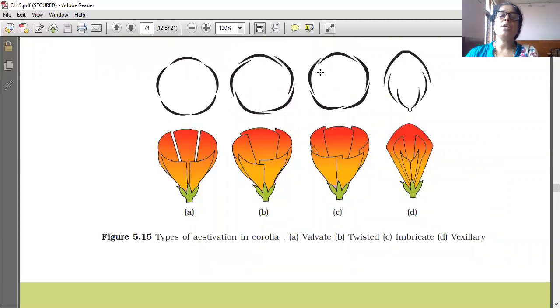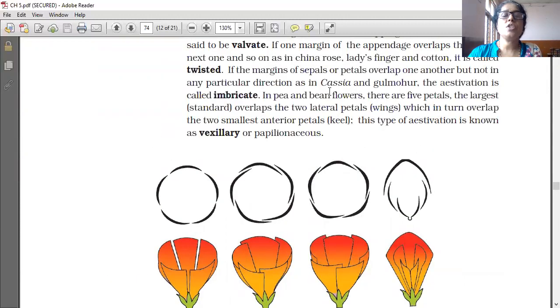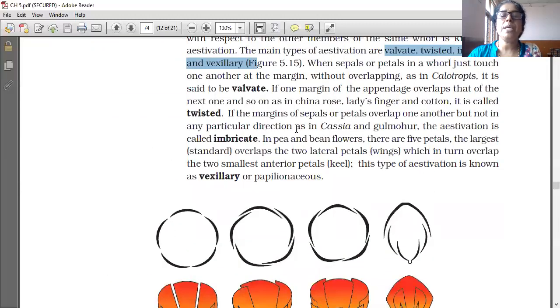One is completely overlapped, both the ends are inside only. One is completely outside: one appendage is completely outside and one appendage is completely inside. Others have one end overlapped and one end overlapping. This is imbricate estivation.